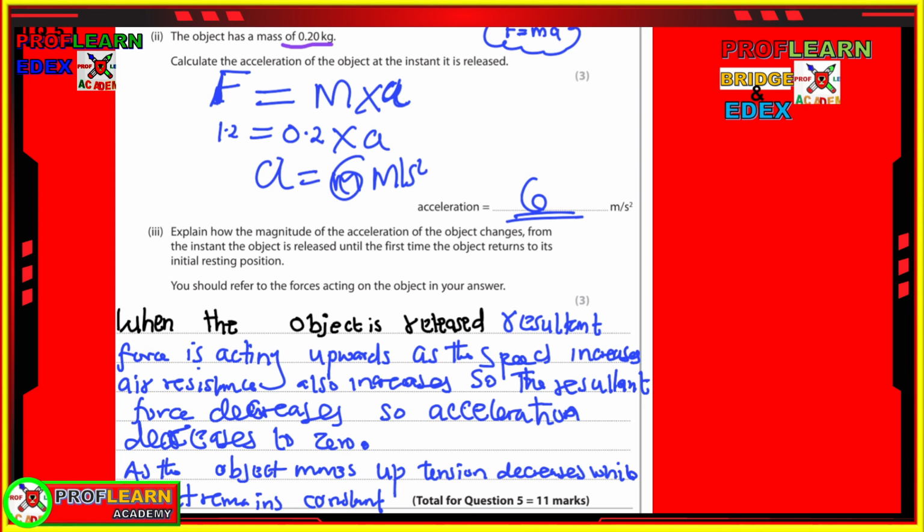When the resultant force decreases, it means the acceleration of the object is going to decrease to 0. Remember, as the object moves up, tension also will be decreasing while the weight remains constant. So that's why I say that when the object is released, resultant force is acting upwards. As the speed increases, air resistance also increases so that the resultant force decreases. So if resultant force decreases, the acceleration of the object will decrease, right?